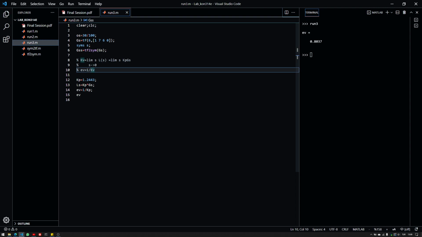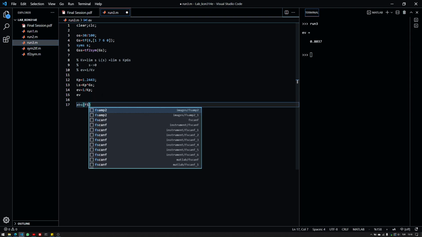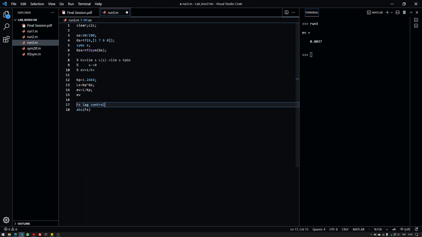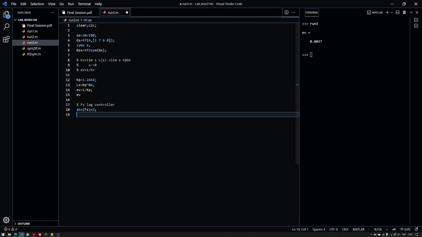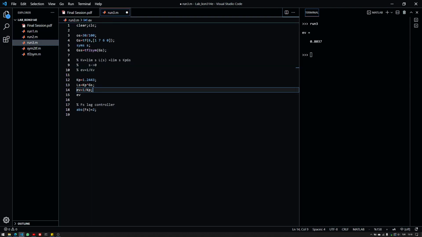So therefore, our lag controller should contribute a gain of 2. That's basically it. So the absolute value of the lag controller, let's say F(s), should be 2. So design a controller that has absolute value of 2. That's basically it. Now, how can we define this and use the frequency domain method? Because first of all, we are using the frequency domain method. So how can we use the frequency domain method and combine this?